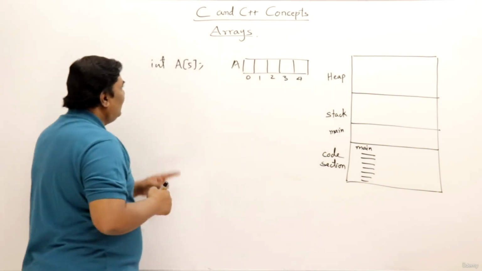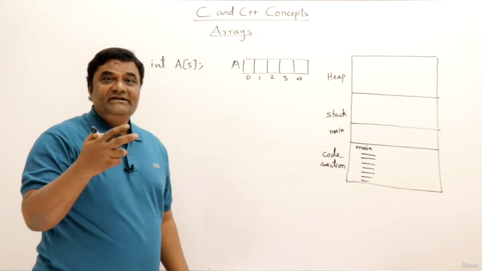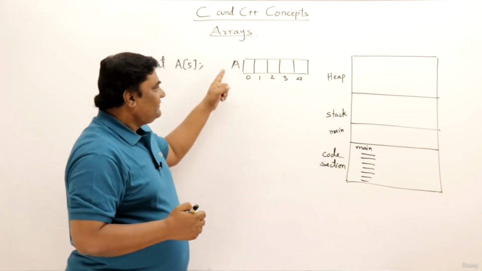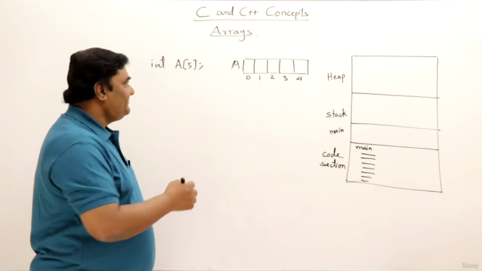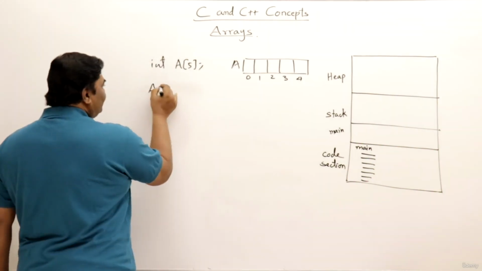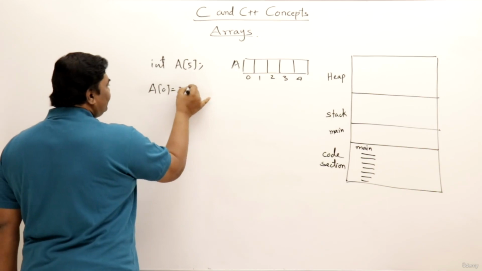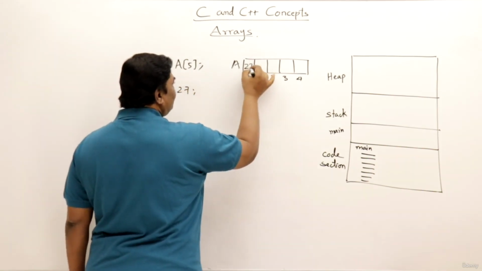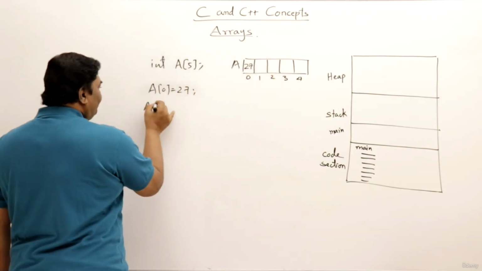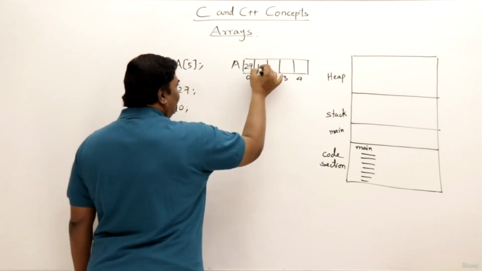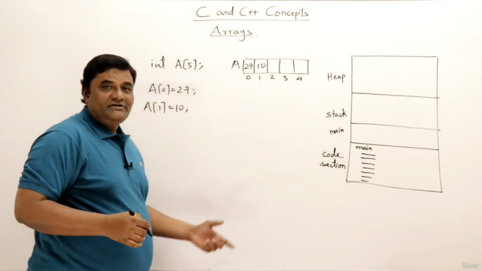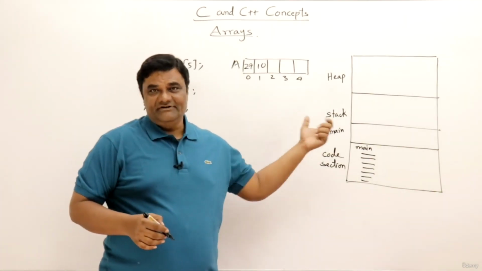And if we assume an integer takes 2 bytes, then these are a total of 10 bytes, 2 bytes each. Now each location can be accessed with the help of an index, like a of 0 assigned 27, so I can store 27 at this place. 27 is stored. Now a of 1, if I want to store something, then I can store a value 10 like this here. So you can have a group of elements together at one place.